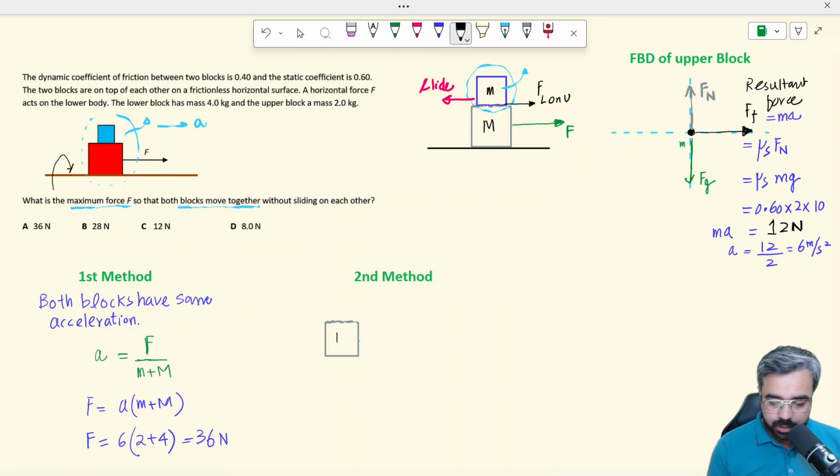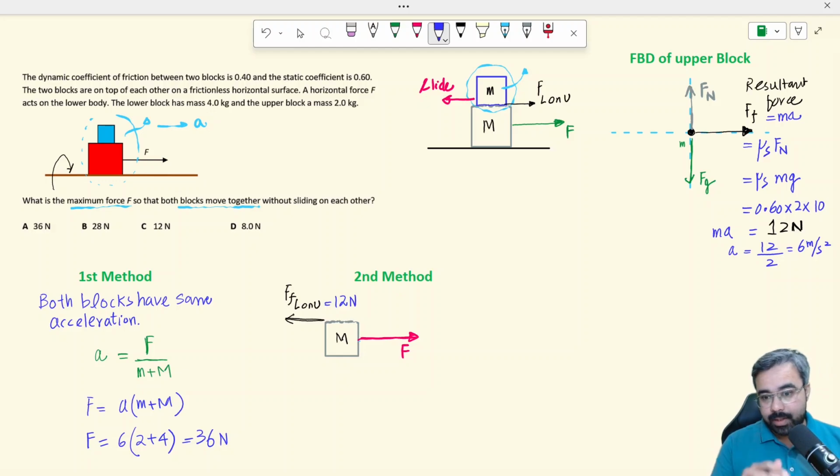Now the second method is, you see that this is the lower block, and I'm just going to show you those forces which are in the direction of acceleration, on the x-axis. One force is obviously the applied mechanical force, F. The other force, dear students, is the frictional force applied by the upper block on the lower block, whose value we already calculated as 12 newtons. There is no other force on the x-axis other than these two forces, since this surface is already frictionless.